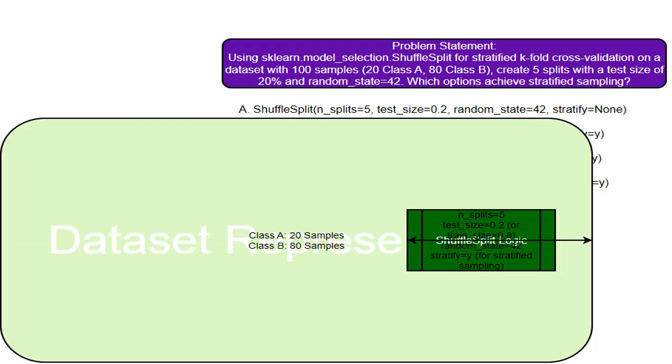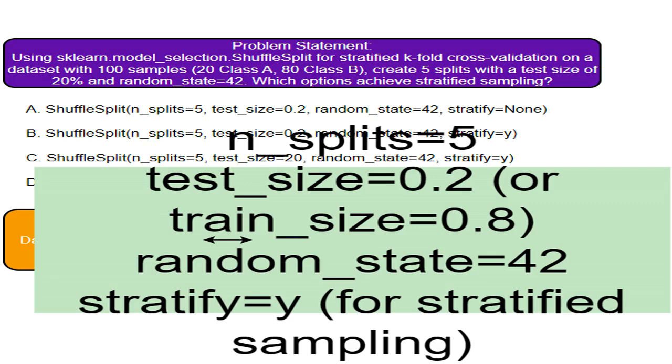This is important because I'll use this information to understand how different shuffle split options handle the class distribution. I'm going to use shuffle split to create 5 different training and testing sets from my data. test_size equals 0.2 means each testing set will contain 20% of the data.